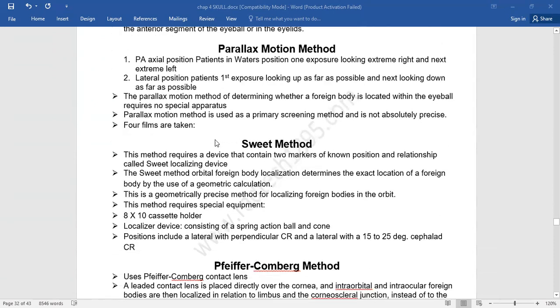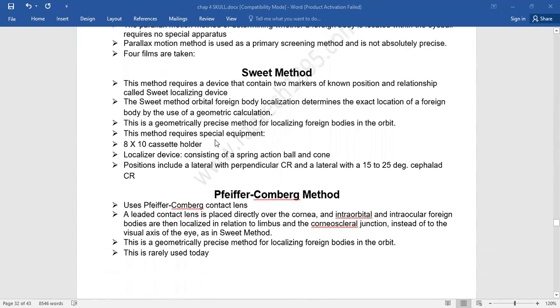So that's it for our skull positioning. So yan na yung last topic natin.